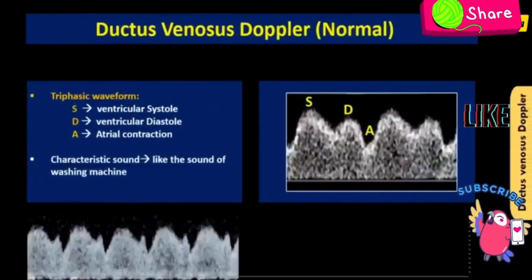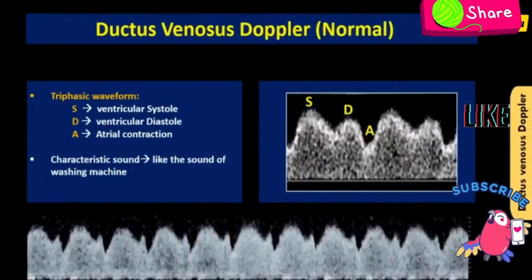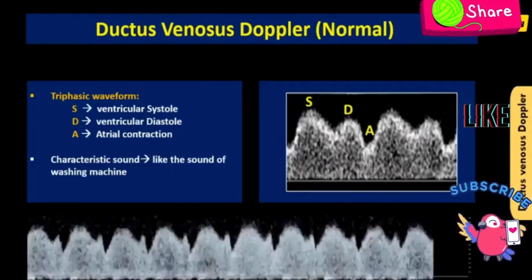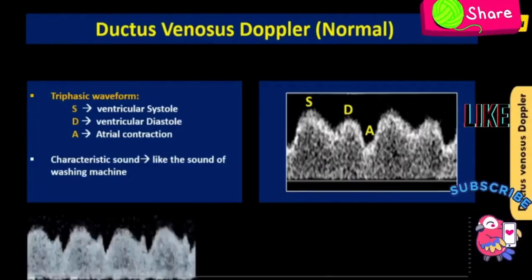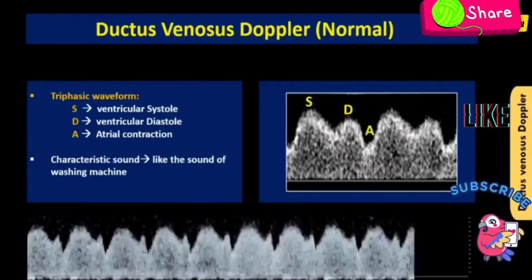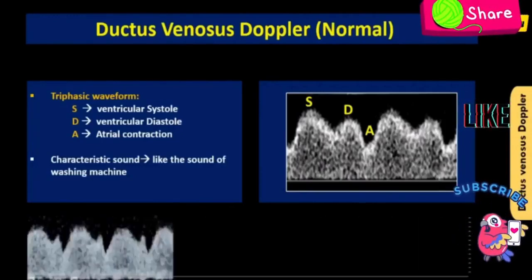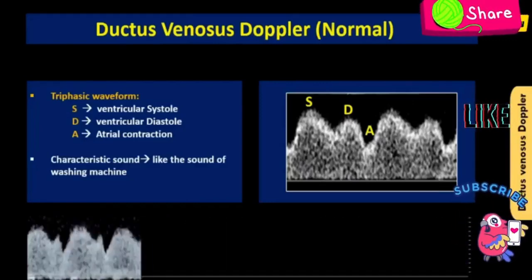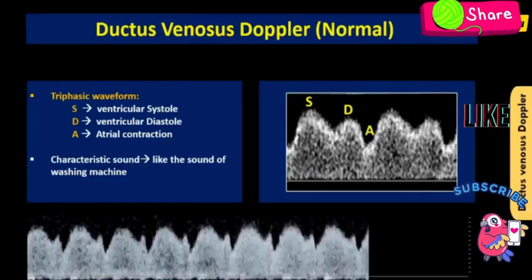Ductus venosus waveform has three components: the S wave, the D wave, and the A wave. The S wave reflects ventricular systole. The D wave reflects ventricular diastole. And the A wave reflects atrial contraction.